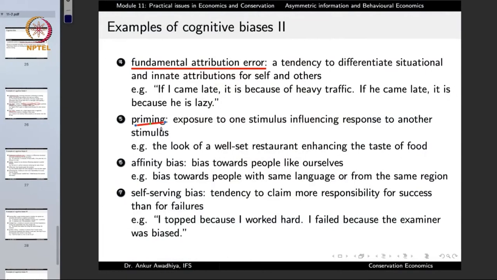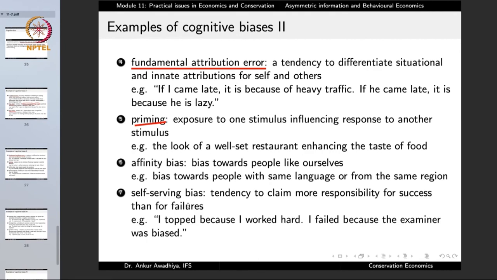Priming, exposure to one stimulus influencing response to another stimulus, which may or may not be related. The look of a well-set restaurant enhancing the taste of food. Now, what has a well-set restaurant's look got to do with the taste of food? But then this one stimulus influences the response to another stimulus.